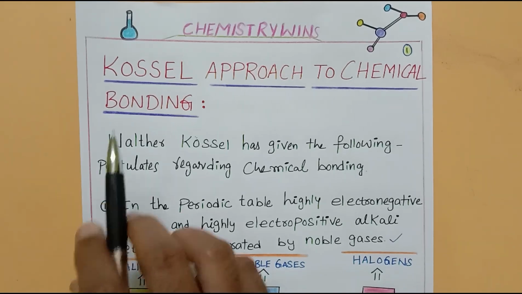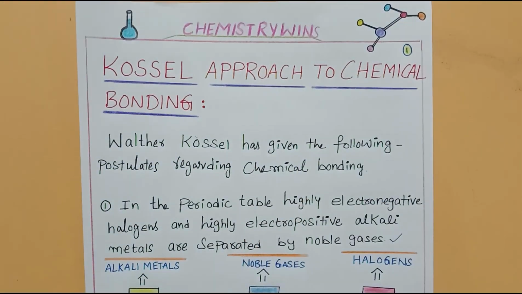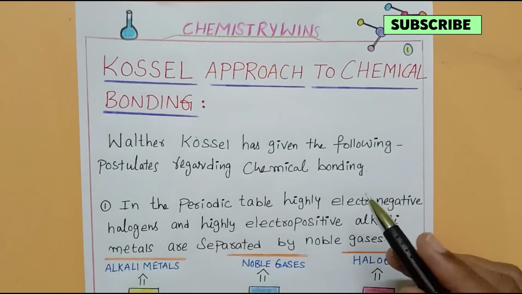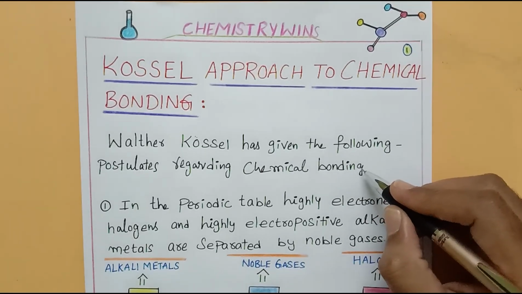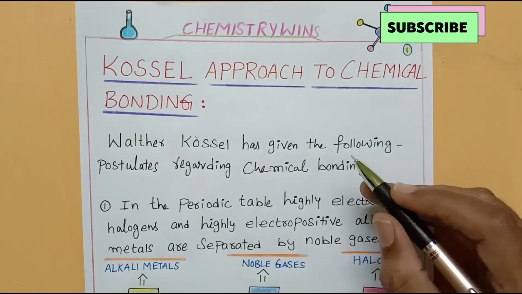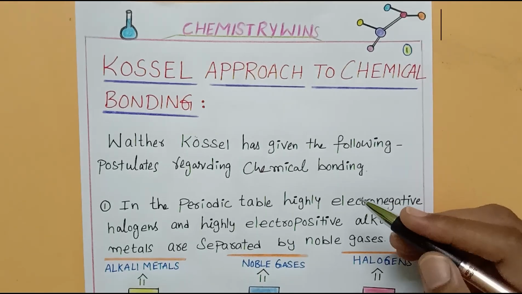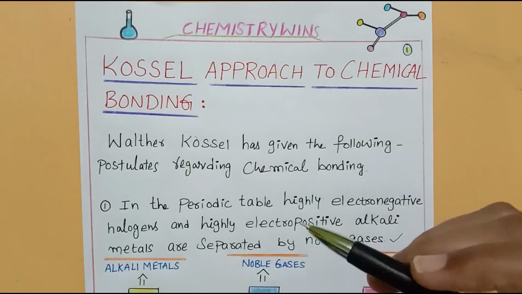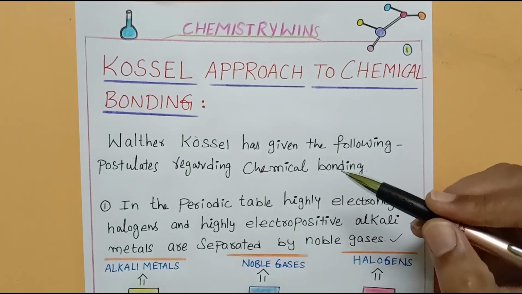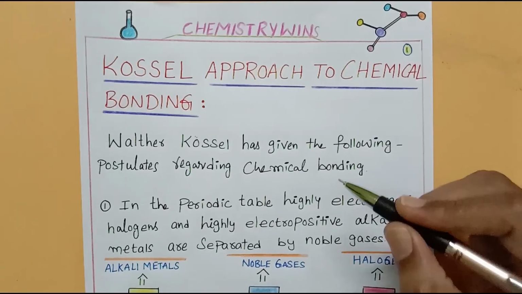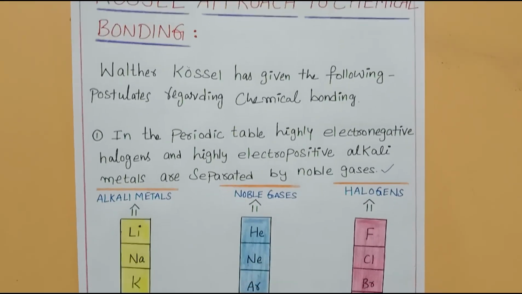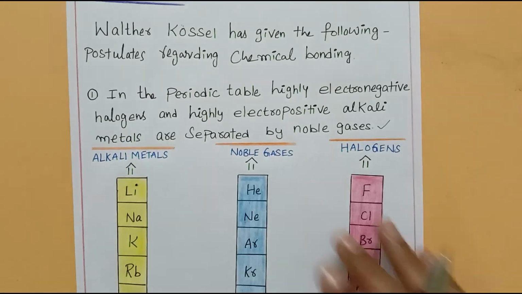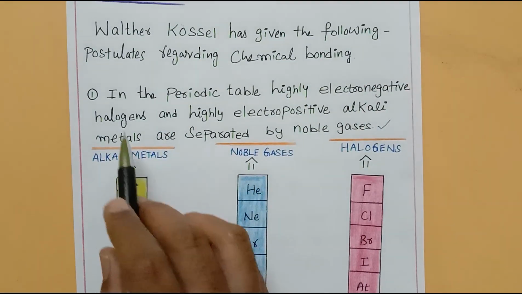Let us discuss the Kossel approach to chemical bonding. Walther Kossel gave some important postulates to understand chemical bonding based on the electronic configuration of noble gases, which have a stable 8 electrons in the valence shell. The configuration is ns2np6.